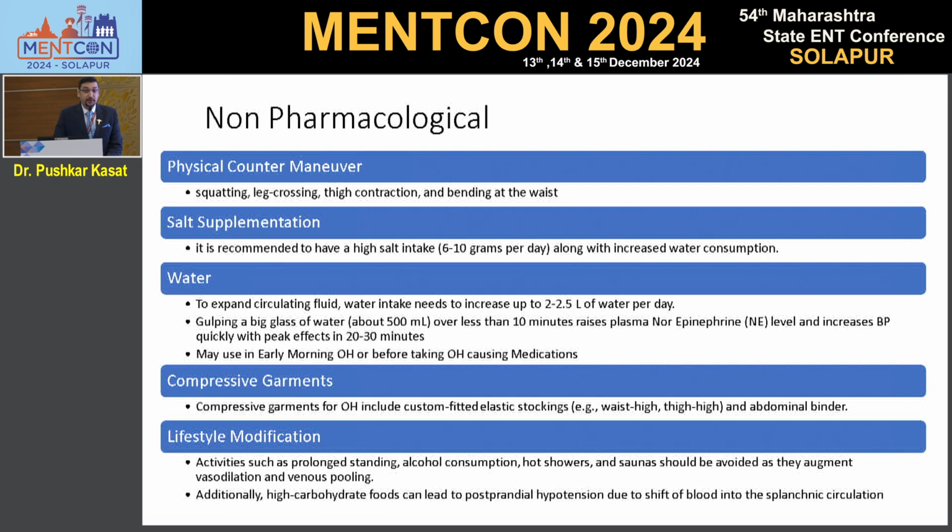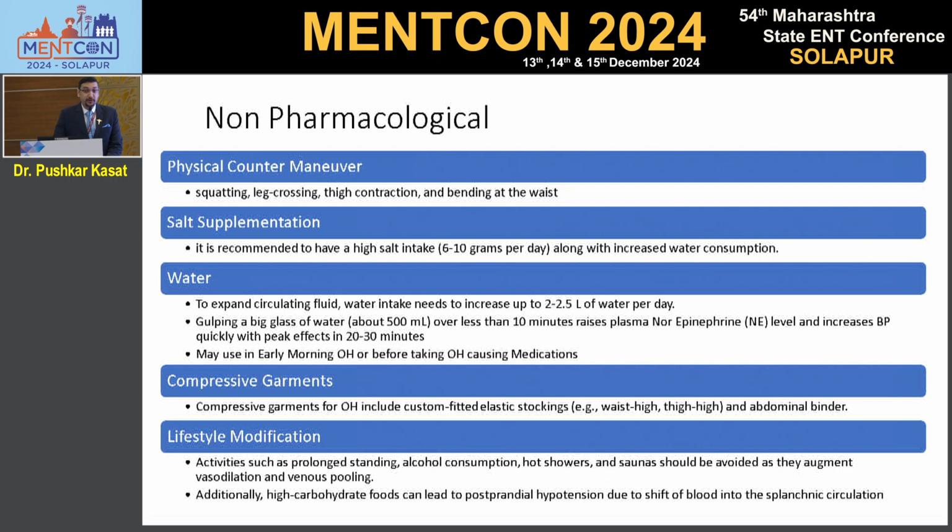The most common mistake everyone makes whenever a patient comes with dizziness is that they first advise a salt restricted diet, thinking that it could be Meniere's disease. It may not be Meniere's disease, and if you restrict the salt further in such patients, their condition is going to get worse. Water intake has to be increased, to expand the circulating fluid, up to 2 to 2.5 liters per day.